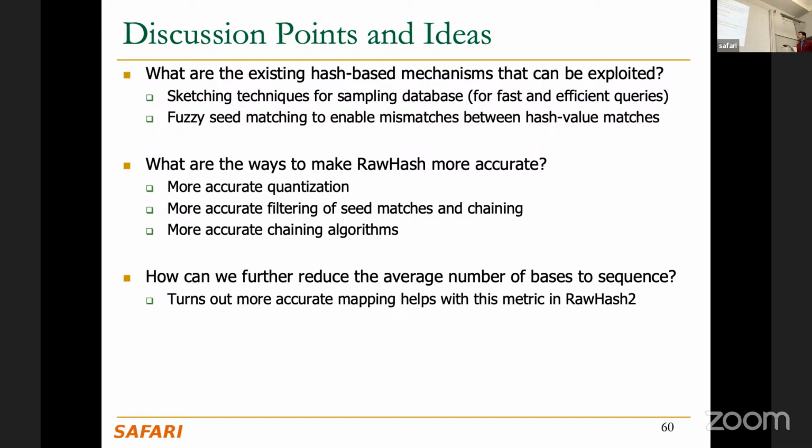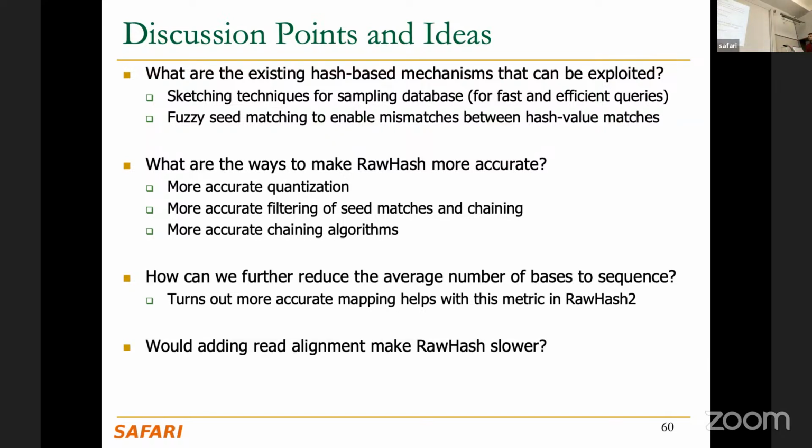And also, the other question is based on the weaknesses that we had. How can we further reduce the average number of bases to sequence, right? And then it turns out that when you achieve more accurate mapping, this also directly translates to reducing the number of bases that you need to sequence, because you can now be more confident about your decisions, and this means that you can make early decisions to stop the sequencing just because your mapping is more accurate.